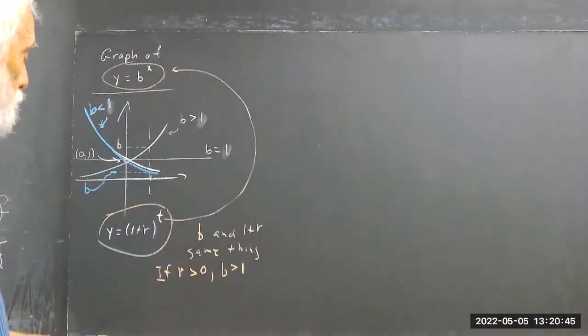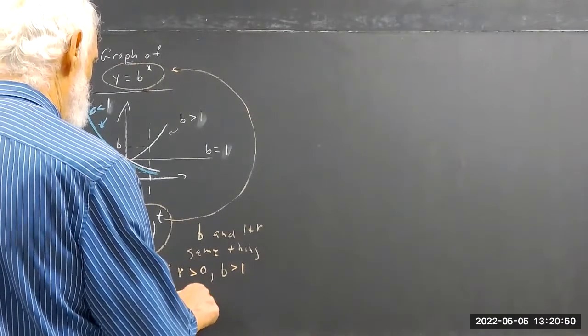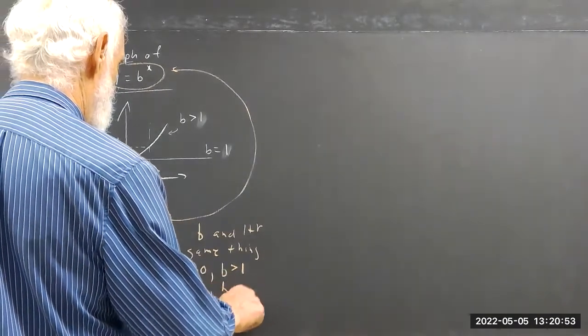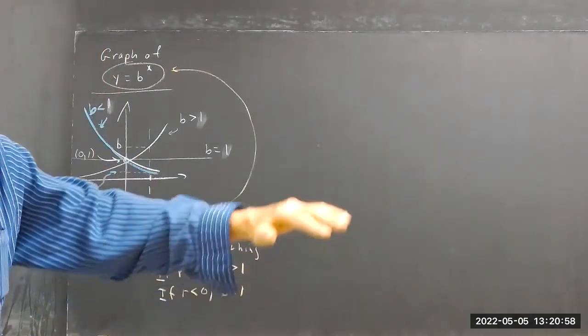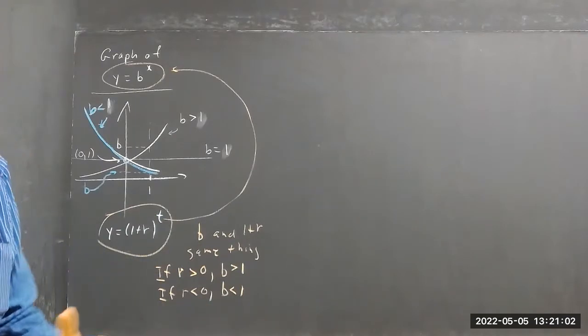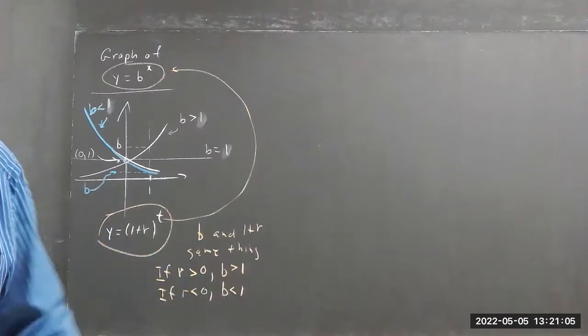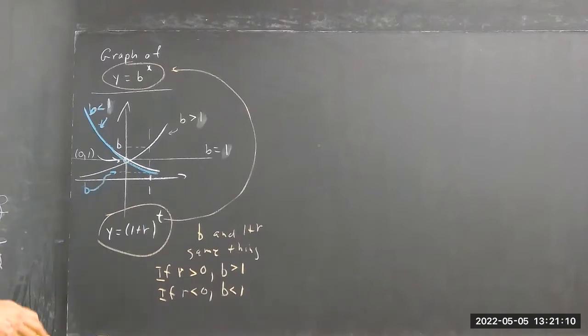Okay, so R is bigger than 0, B is bigger than 1. If R is less than 0, B is less than 1. R could be less than 0 for radioactive decay. The activity of your sample goes down by 10% every time period, okay? As opposed to that going up by 10%. So those are important things. Those are really fundamental things about exponential functions.